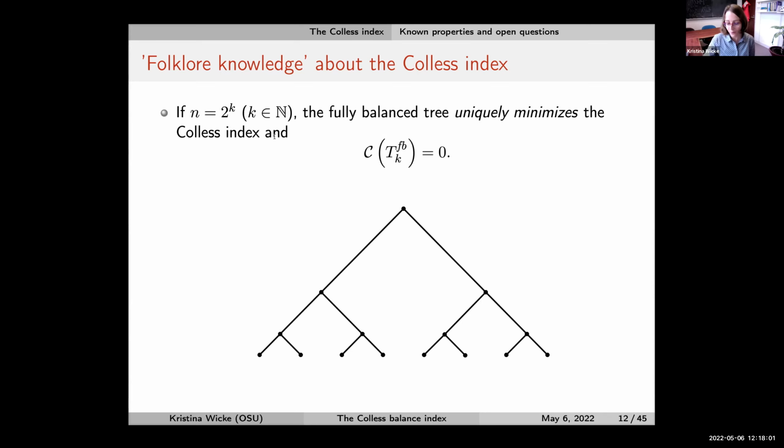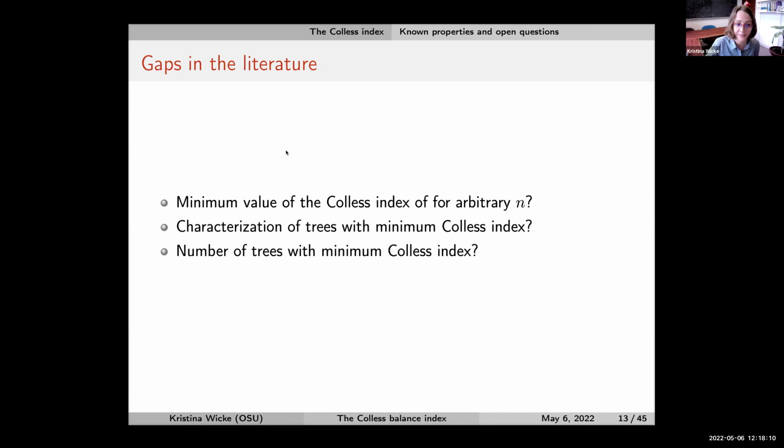Okay, so these two things are kind of trivial and had been known before. However, there were still several open questions in the literature. In particular, while we knew the minimum value, namely 0, for leaf numbers that are powers of 2, what was not known was the minimum value of the Colless index for an arbitrary number n of leaves. Moreover, it wasn't clear which trees have minimum Colless index.